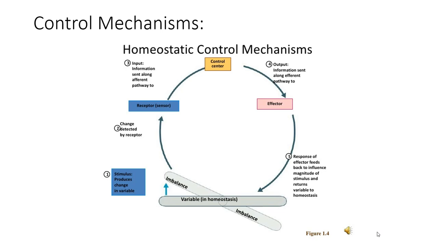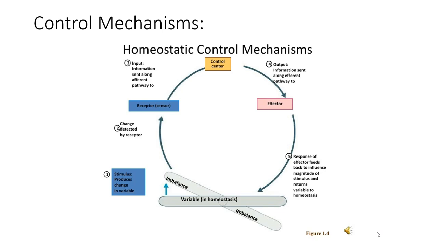So we've briefly talked about homeostasis. Now we're going to look at homeostatic control. How does the body maintain homeostasis and keep it in a stable, balanced equilibrium? So the homeostatic control mechanism is broken into categories. Those three main categories are the receptors or sensors, the control center, and the effectors or effector organs.